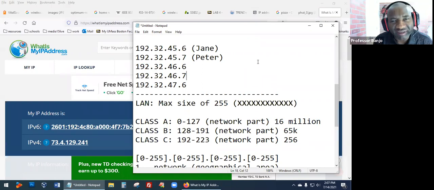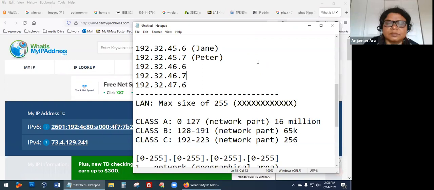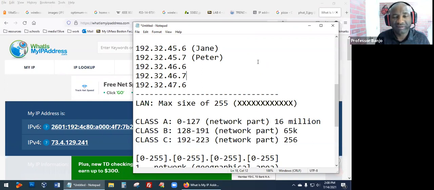Exactly. The network provider, my ISP, is Comcast. So I'm part of Comcast's large network. So it's not my house, I'm part of the Comcast network. So that is a Comcast public IP address, 73, certainly in class A. So when you see an IP address, this will give you an idea of what class it is.